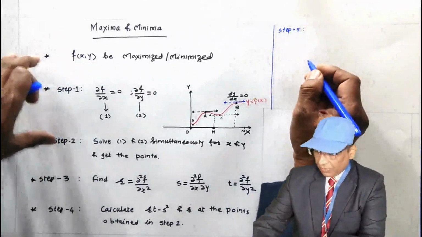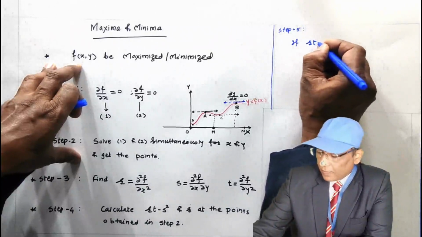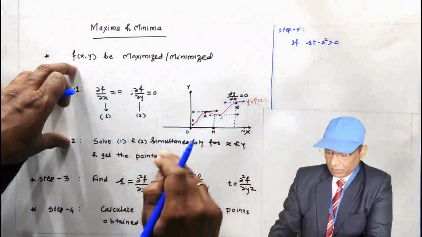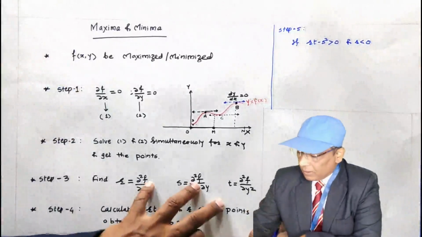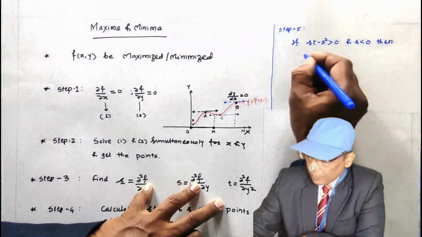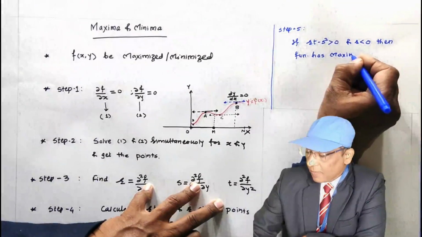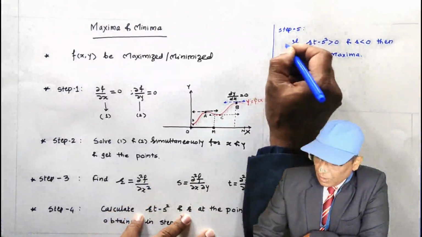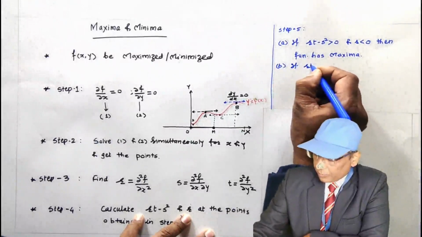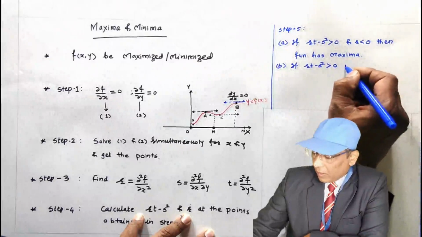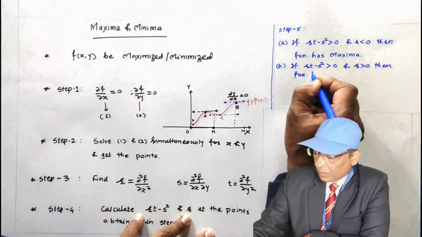Now once you get rt minus s square and r at different points, then in step 5, the conclusion step: if rt minus s square is greater than 0 at those points obtained in step 2 and r is less than 0 simultaneously, then the function has maxima. Function has maxima means the function has maximum value at that particular point. Okay, this is the first part of step 5. Second part, if rt minus s square is greater than 0 and r is greater than 0 at that particular point, then the function has minima.